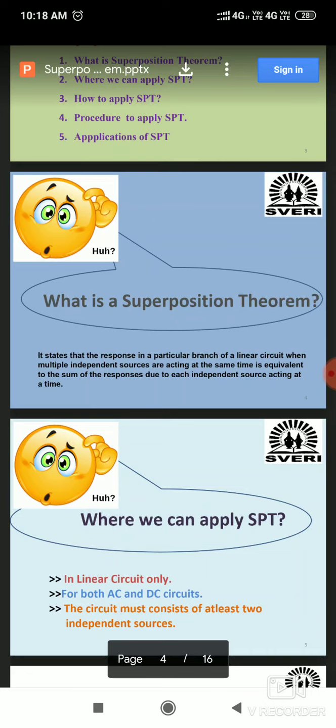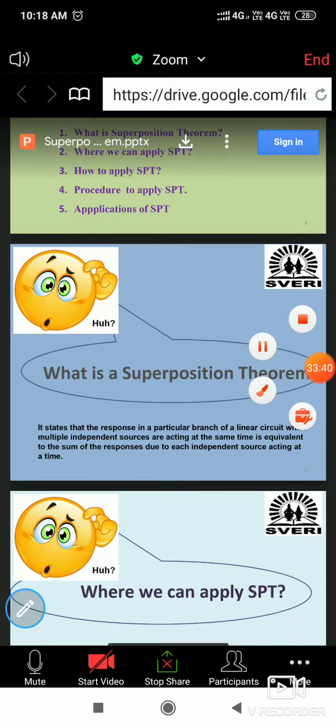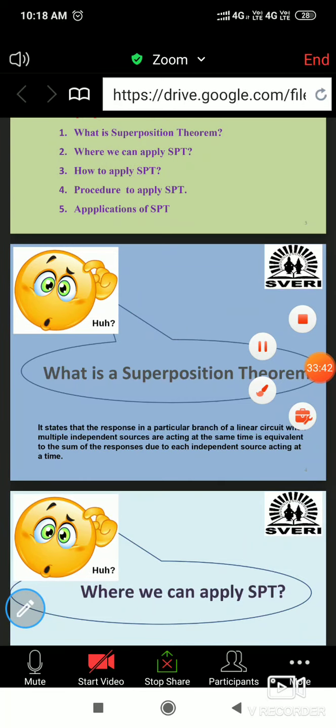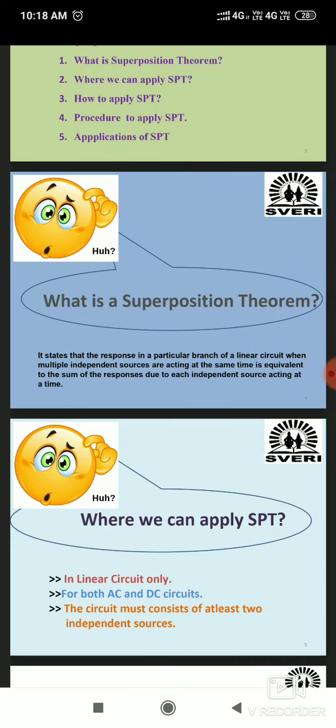Okay, so the last sentence is very important. When you are considering one source at a time, the remaining ideal voltage sources you have to make short, and the remaining ideal current sources you have to make open. So what is this theorem? You can understand this theorem when we solve problems.